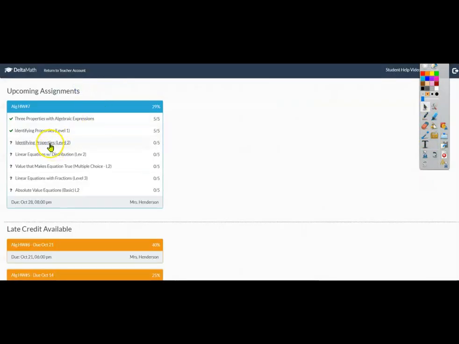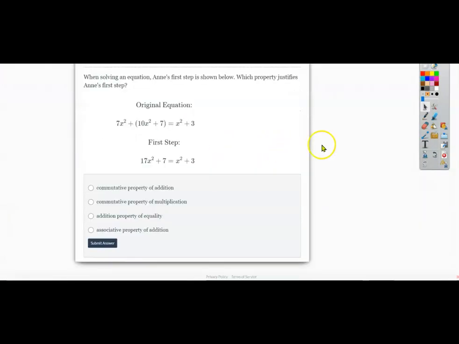All right, let's take a look at the next level. Okay, let's see. 7x squared plus 10x squared plus 7 equals x squared plus 3. That's the original equation. And on the left-hand side, it looks like the parentheses have disappeared. The 7 remains, right? I have a 7 here, and I have a 7 here.